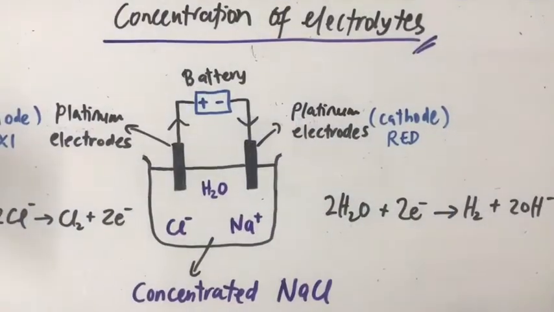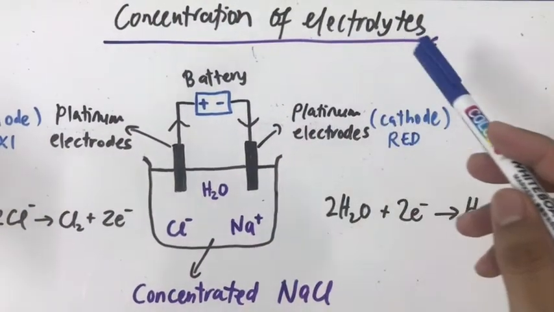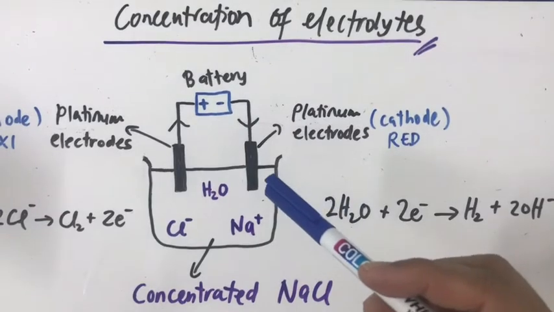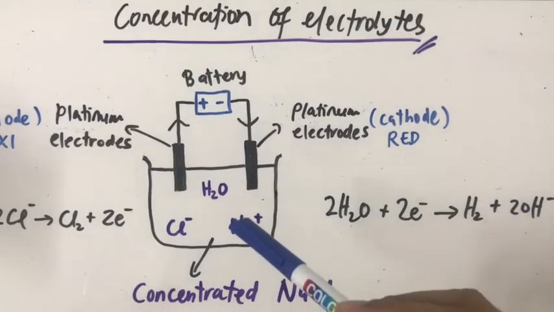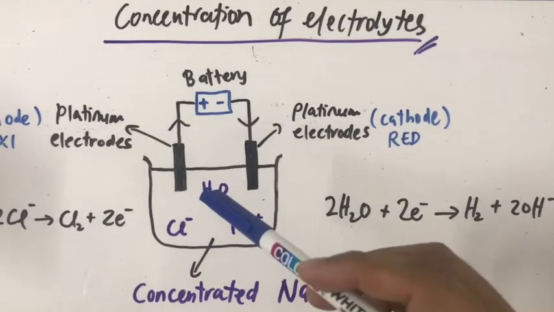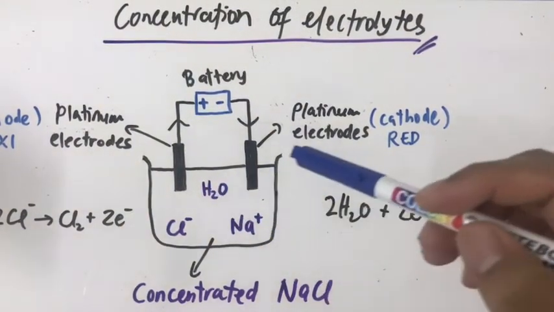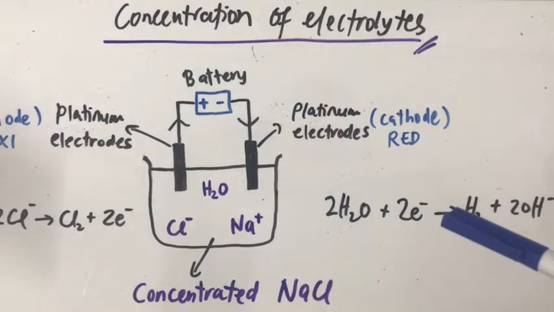The third factor that can affect electrolysis is the concentration of electrolytes used in the system. For example, here we are using concentrated sodium chloride as the electrolyte. In the electrolyte, we have Na+, Cl-, and water molecules. At the cathode, there will be reduction of water molecules to produce hydrogen gas.